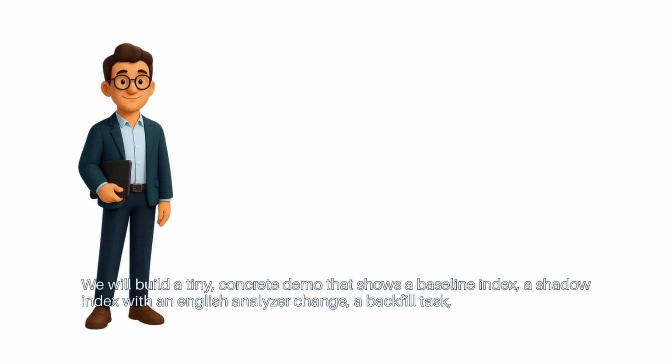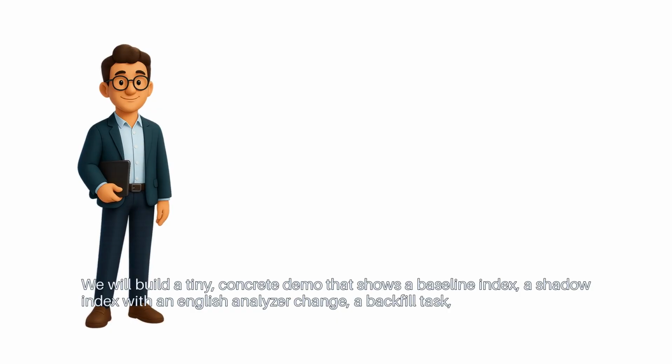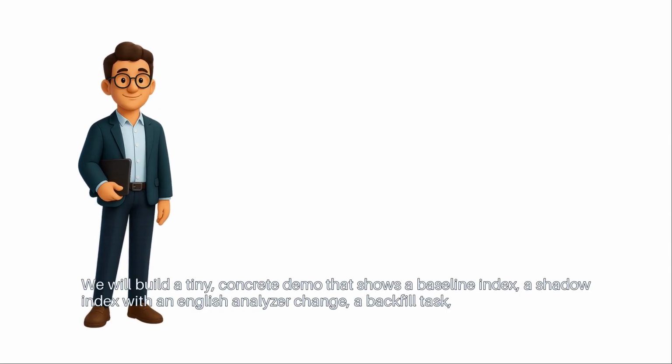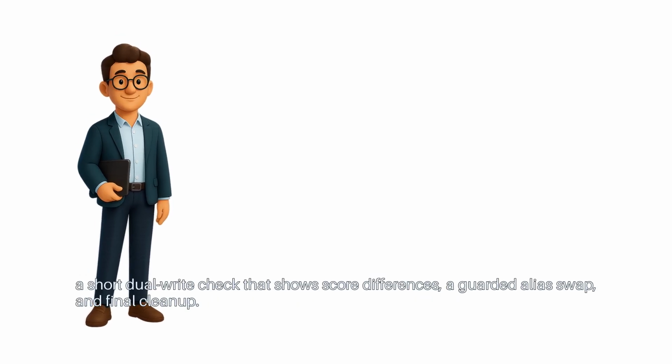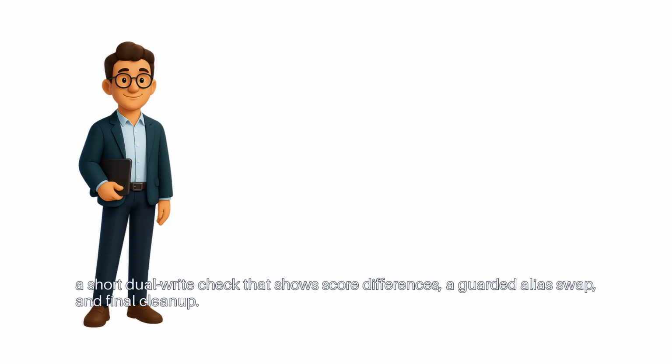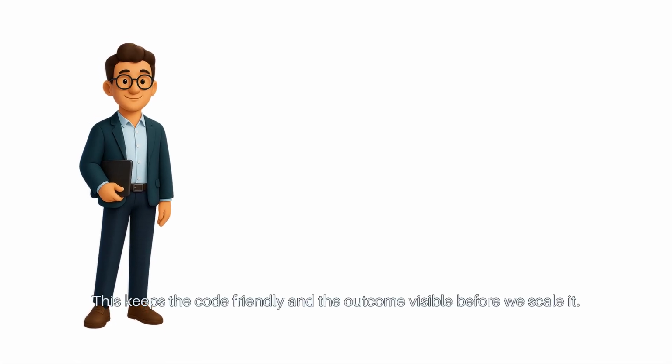We will build a tiny, concrete demo that shows a baseline index, a shadow index with an English analyzer change, a backfill task, a short dual write check that shows score differences, a guarded alias swap, and final cleanup. This keeps the code friendly and the outcome visible before we scale it.